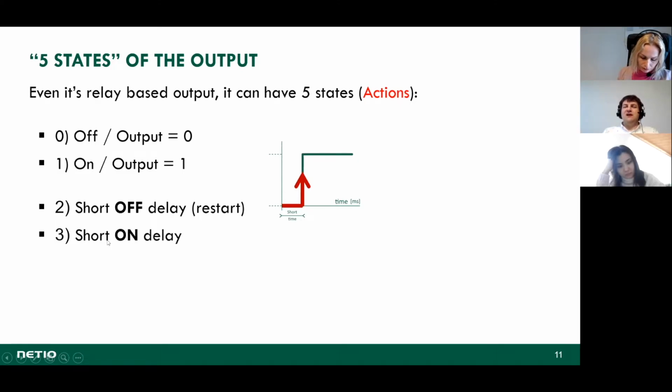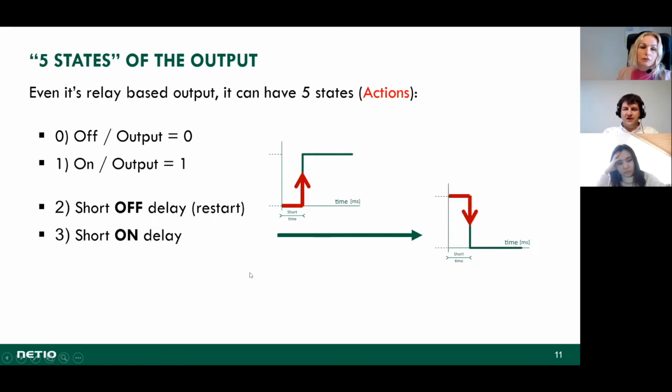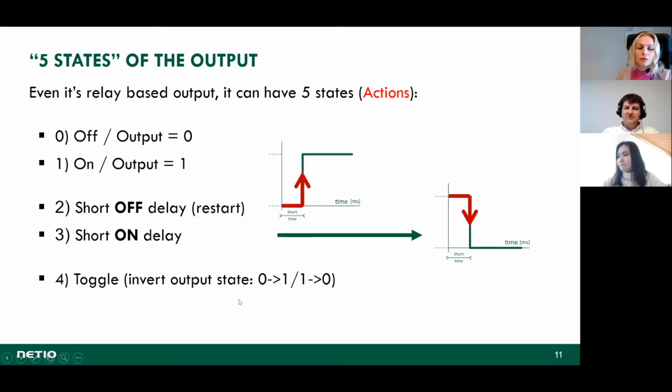The opposite situation is short on. While short off is restart, short on can be used for water pumps. So if they say I would like to switch on the water pump for 15 seconds to pump about 2 liters, we simply switch on for a certain time and then switch off. And the fifth one is simple toggle, invert the state. It's very useful if you would like to control the output by a simple button, because once you push the button it switches on, and the second time you push it, it switches off. So toggle is a very useful option too.